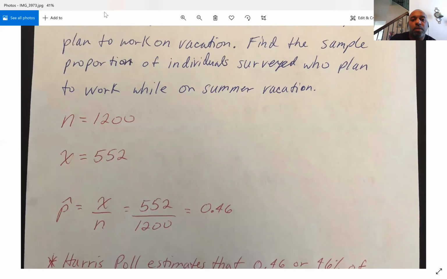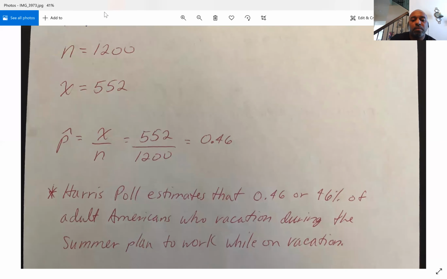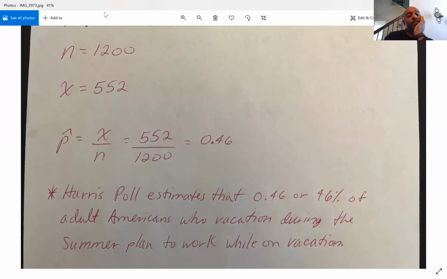All right, good to scroll up. And so basically that just says that the Harris poll estimates that 0.46, or in other words, 46% of the adult Americans who vacation during the summer plan to work while on vacation. So it's considered an estimate because you're using the sample as a reference to what the population would do. So remember, that's your sample proportion.